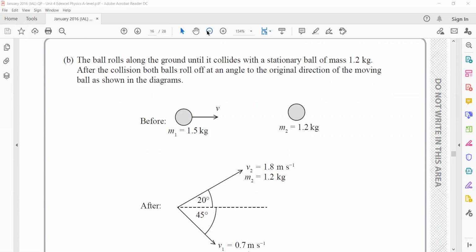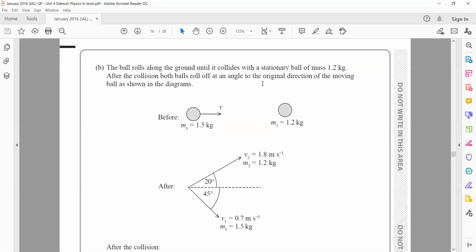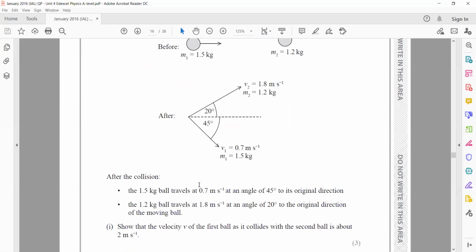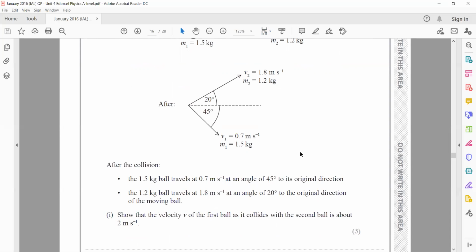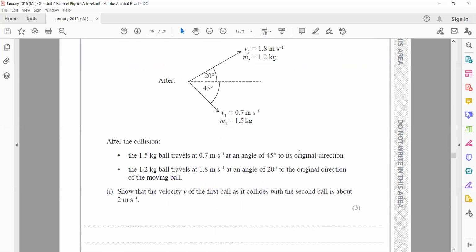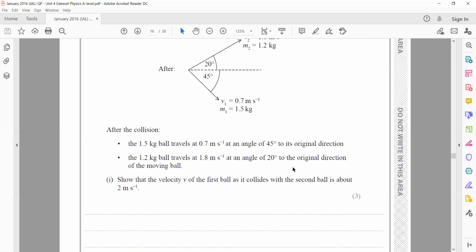This question: the ball rolls along the ground until it collides with a stationary ball of mass 1.2 kilogram. After the collision, both balls roll off at an angle to the original direction. You're looking at this from the top. After collision, the 1.5 kilogram ball travels at 0.7 meter per second and the 1.2 kilogram ball travels at 1.8 meter per second at an angle of 20. Show that the velocity of the first ball as it collides with the second ball is about 2 meter per second.